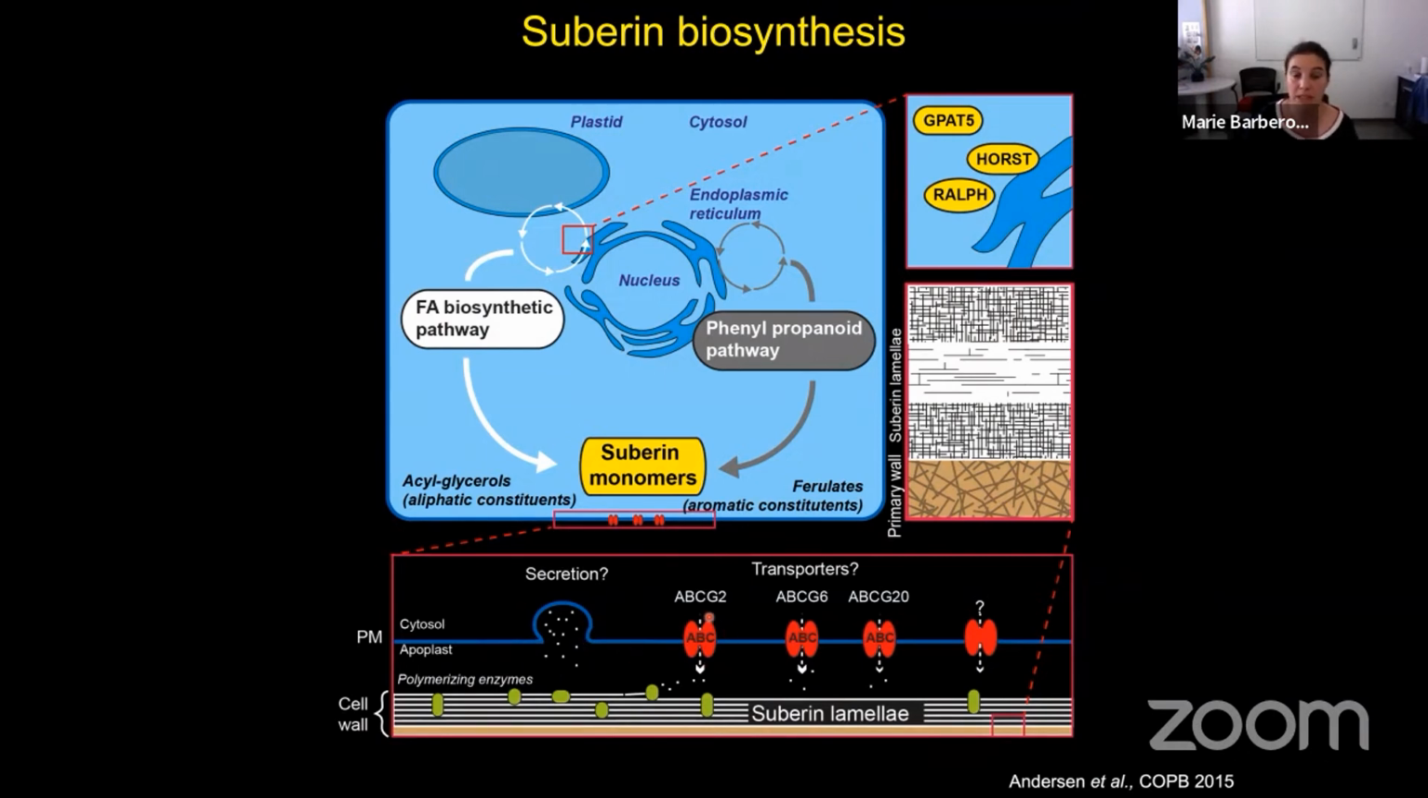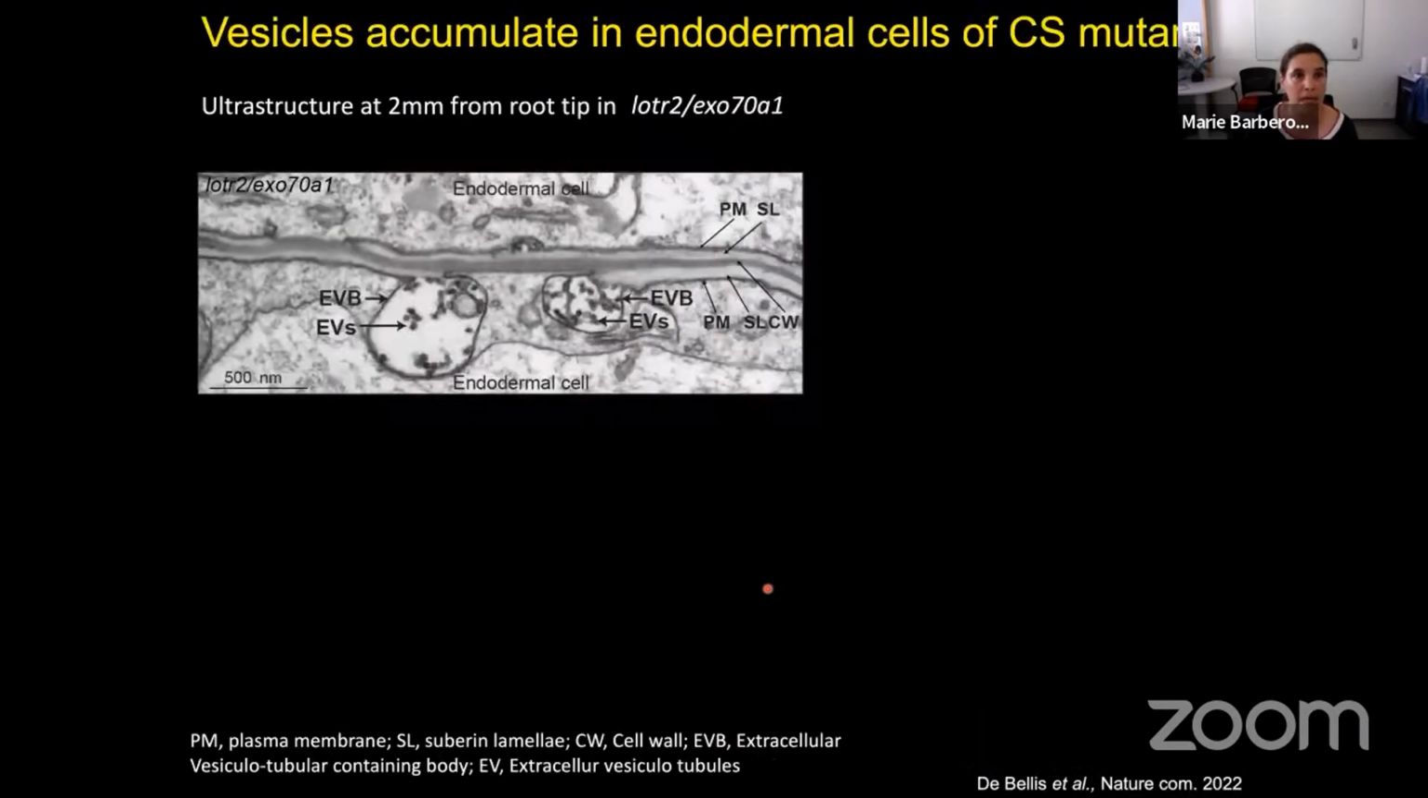Much work focused on ABCG transporters, and it seems that they play an important role in the process, but these three transporters are not really the key mechanism that can export these suberin monomers. Secretion was suggested for a long time to be important in the process, but was not really studied in detail, especially because it was a really difficult topic to study. So I'm going to show you some of our recent data that support a key role of secretion in deposition of suberin outside the cell.